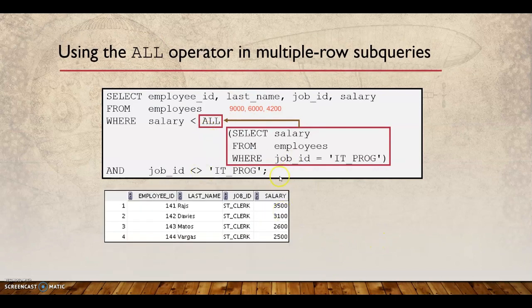And then all, in that case it is less than all of them. It should not be less than just this one, should not be less than 6,000 only, it should be less than 4,200 also. So it should be less than all the three. That's where you find only values which are less than all three of them returned.